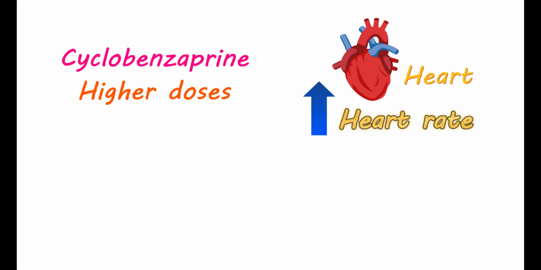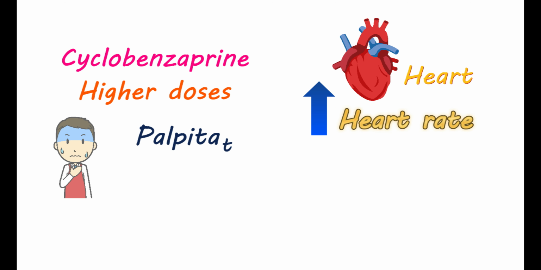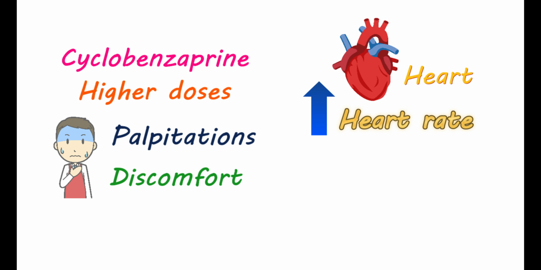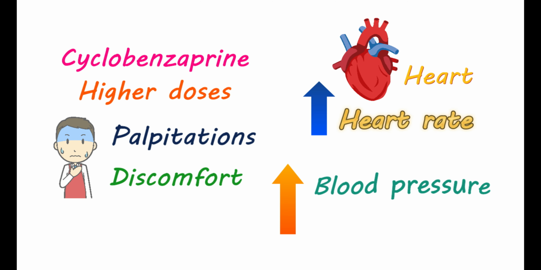Cardiac arrhythmias. Use of cyclobenzaprine may have a few effects on the heart. It can increase your heart rate. However, these effects are more pronounced at higher doses. Therefore, observe any symptoms like palpitations and discomfort in the chest. You should be more cautious if you have any risk factors like elevated blood pressure and cholesterol levels.